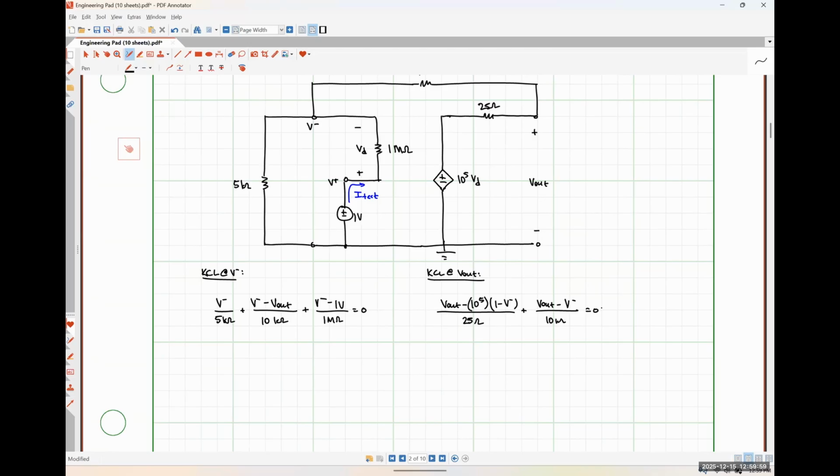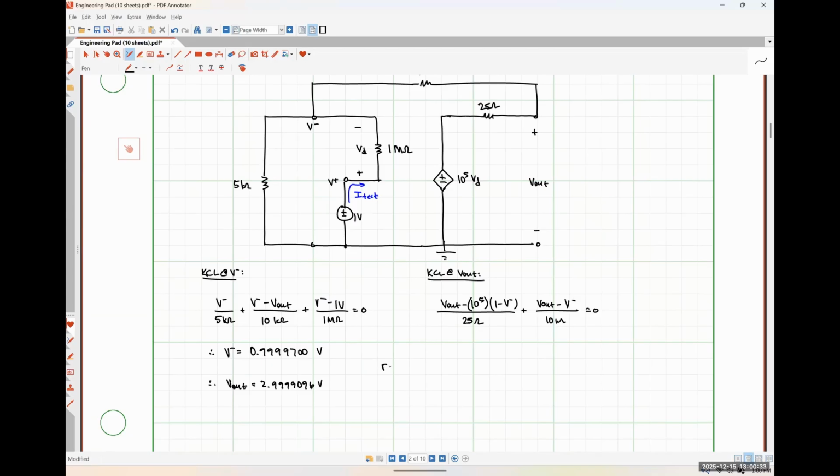Once again, a 2-equation, 2 unknown system, where we would find that V minus in this case is 0.9999700. V out is 2.9999096.